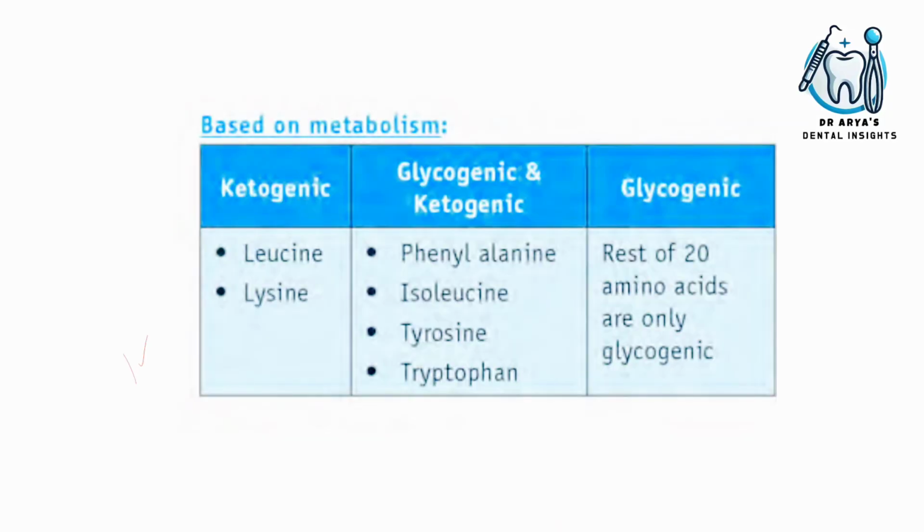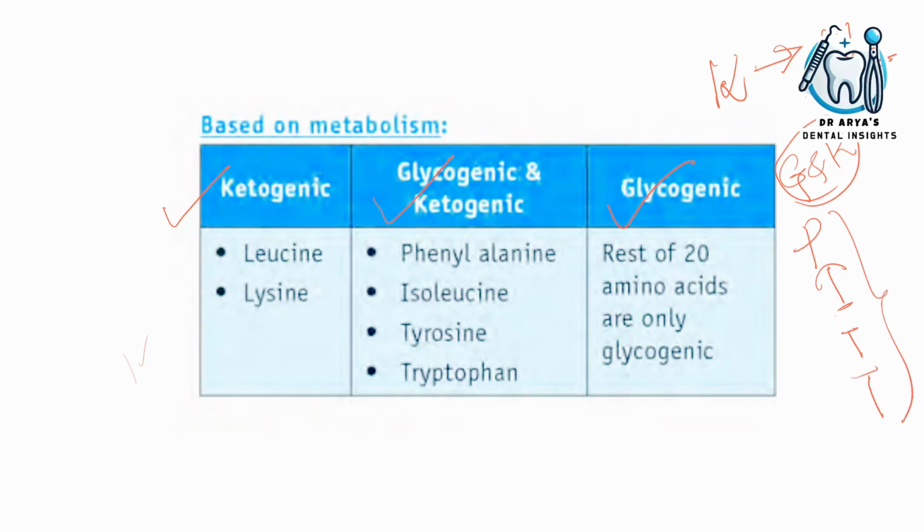So the ketogenic amino acids, glucogenic and ketogenic, and glucogenic. Ketogenic amino acids are 2L, that is leucine and lysine. And both glucogenic and ketogenic amino acids are phenylalanine, isoleucine, tryptophan and tyrosine. PITT, that is glucogenic and ketogenic. Then all other 20 amino acids are only glucogenic.